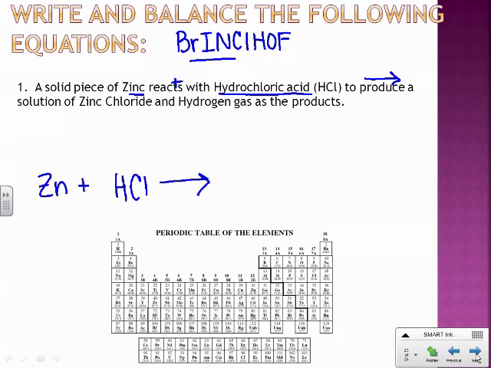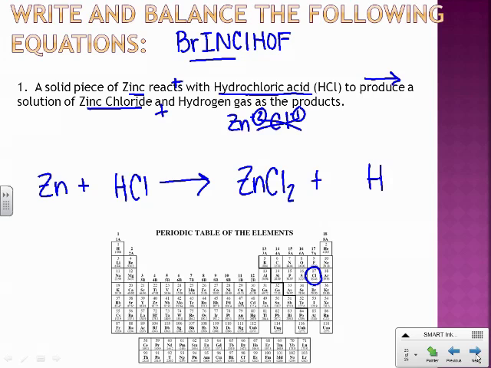And it says it produces a solution of zinc chloride. Well, zinc is Zn. It's a transition metal, but it's one of those transition metals that always has the same charge. It always has a +2 charge. Chloride is chlorine in a bond. Chlorine is group 17, so it has a -1 charge. Take those numbers, not the positive and negative, and crisscross them, and you get ZnCl2. And then it says it also produces hydrogen gas. So we have plus H. Now H is all by itself, so we need to see if it's diatomic. This H in Brinkelhoff stands for hydrogen, so I'm going to put a 2 here.